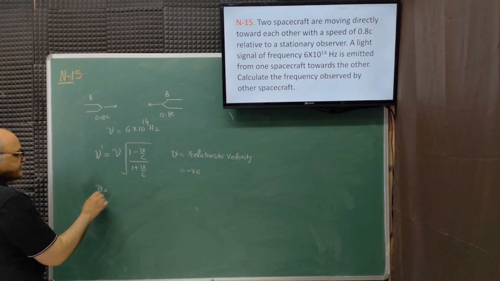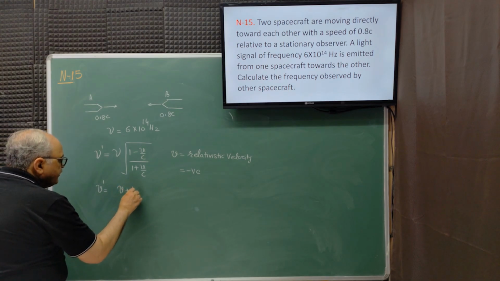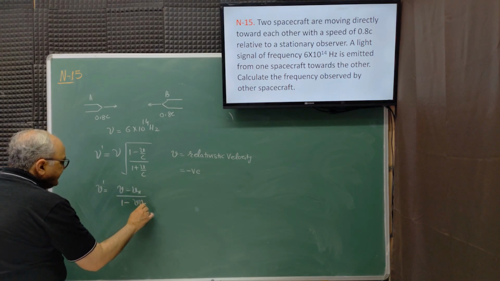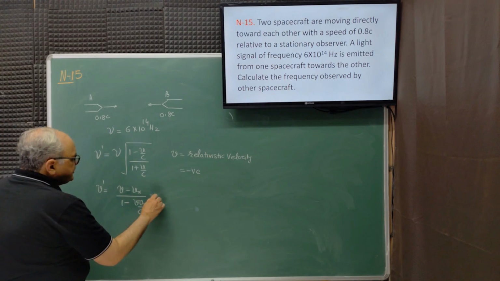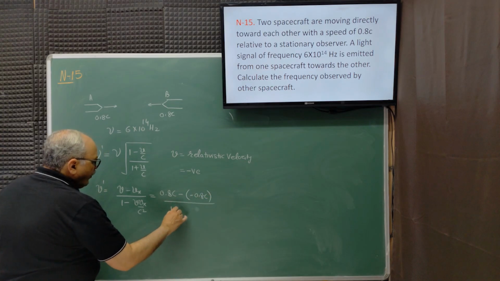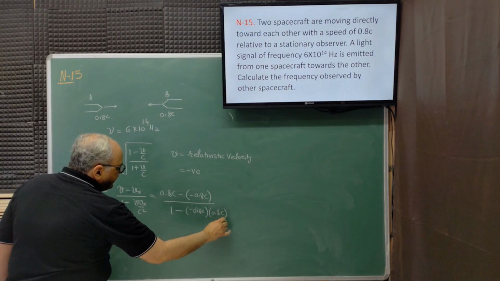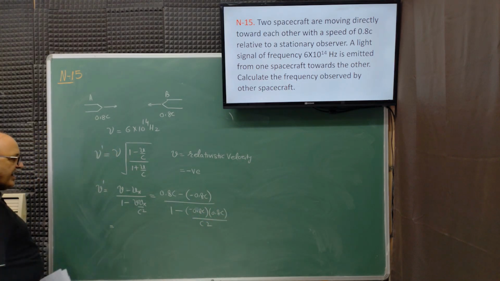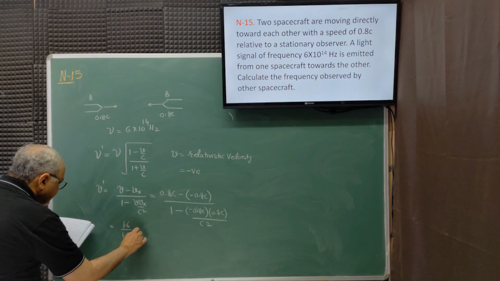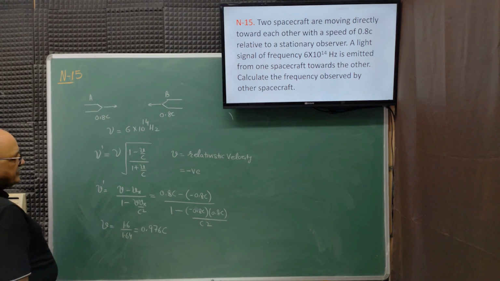To calculate the relativistic velocity, we'll use the formula v equals (v plus vx) divided by (1 minus v vx by c square). So this is equal to 0.8 c minus of minus 0.8 c, divided by 1 minus 0.8 c into 0.8 c divided by c square. If you calculate this, it comes out to be 1.6 divided by 1.64, that means 0.976 c. This is the relativistic velocity.